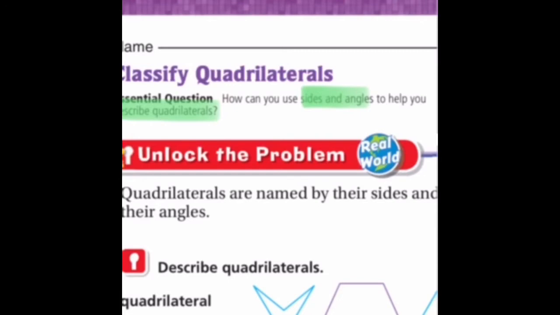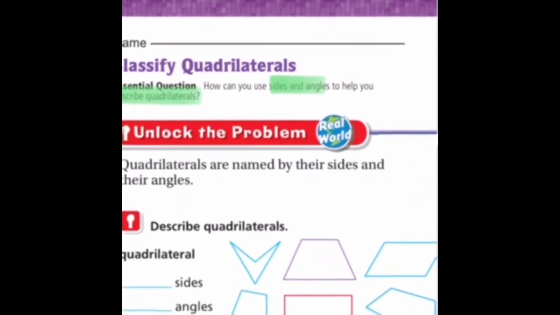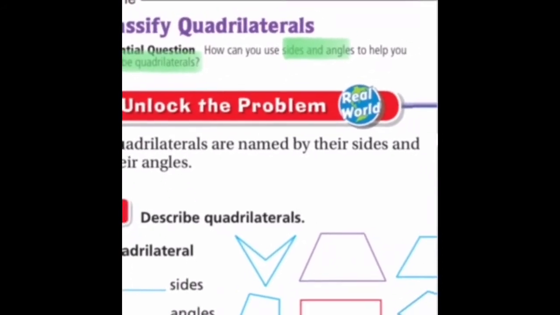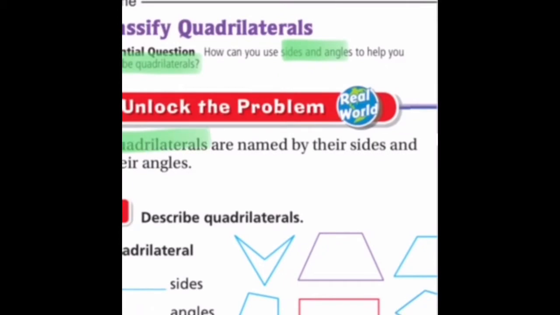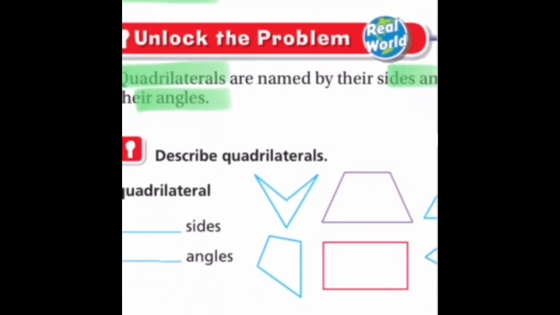And then quadrilateral, we talked about quad means four, so a quadrilateral is a four-sided shape. Of course, it has to be a closed shape with only line segments. So let's take a look at Unlock the Problem here. It says quadrilaterals are named by their sides and their angles. So let's take a little closer look here.